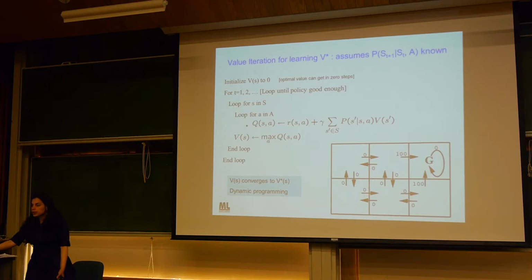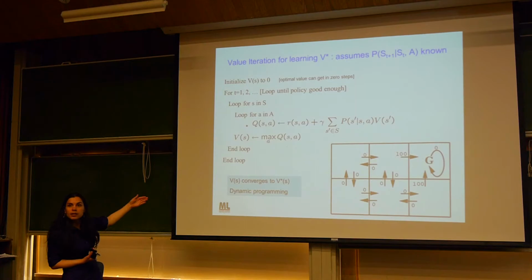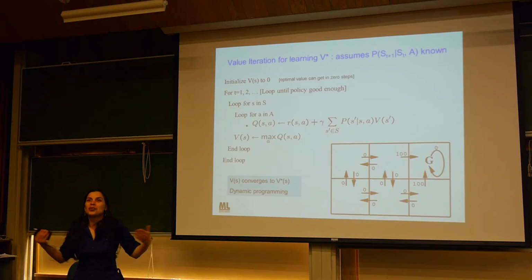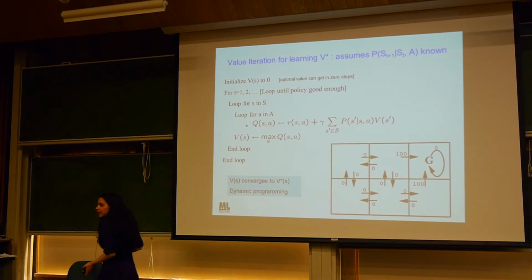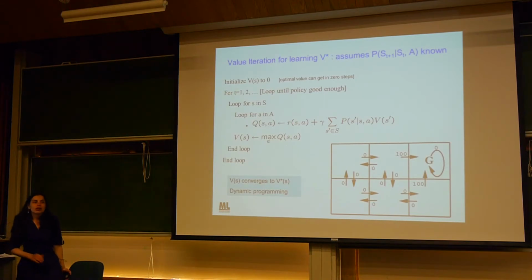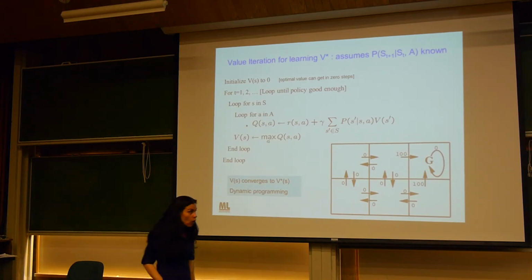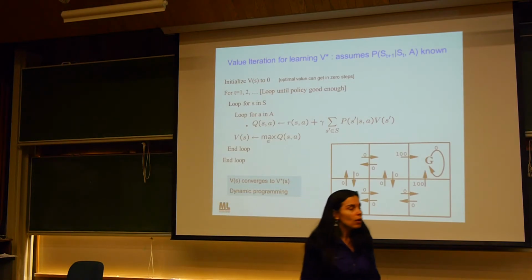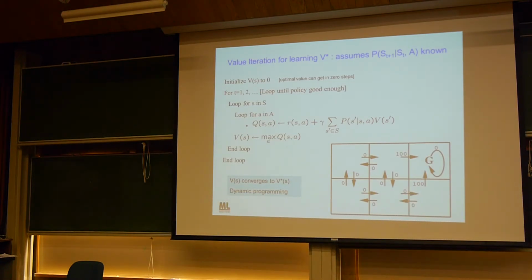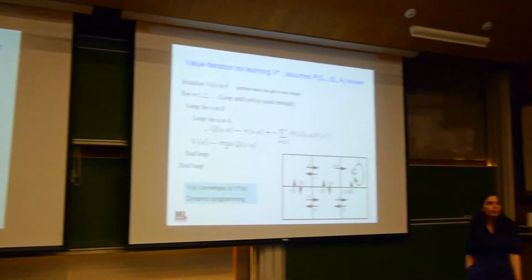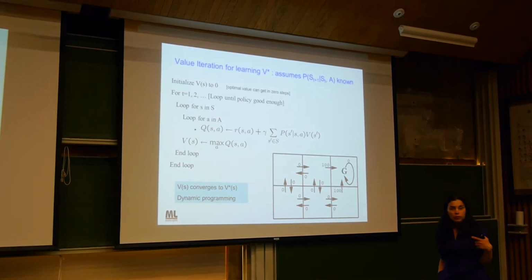Okay, and let me go slowly through it. So initially, we're going to initialize this value. This will be our approximation. So initially at time 0, I'm going to initialize V of S to be 0, because if I'm not allowed to even move once, I'm going to get 0 reward no matter where I am. Okay? And then I'm going to go for time steps t equals 1, 2, and so on, and I'm going to do the following. I'm going to loop through each action and state pair once.